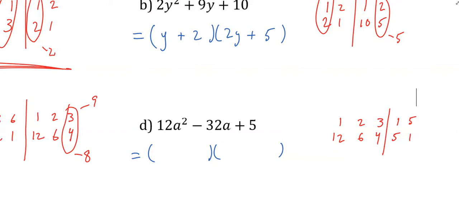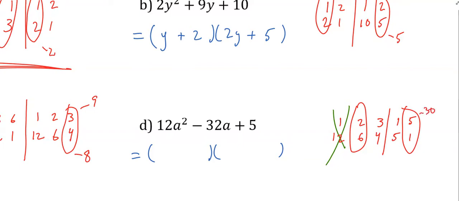1 and 5 and 12 and 1 does not add to 32. 1 and 1 and 12 and 5 does not add to 32. 12 times 5 is 60. Not even close. So that one is gone. 2 times 5 is 10. 6 and 1 is 16, not right. 2 and 1 is 2. 6 and 5 is 30. 30 and 2. So there they are. So this one with this one. 6 times 5 is 30. 2 times 1 is 2. 30 plus 2 is 32.